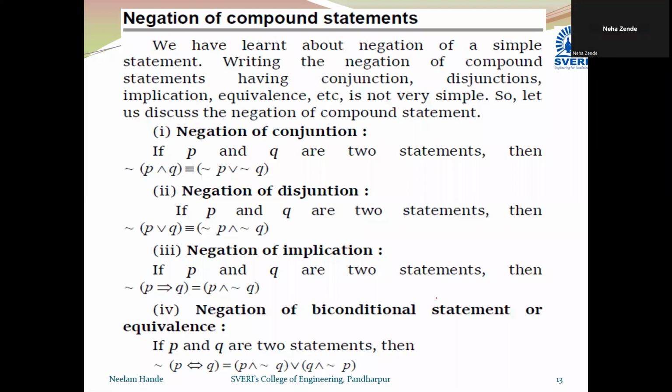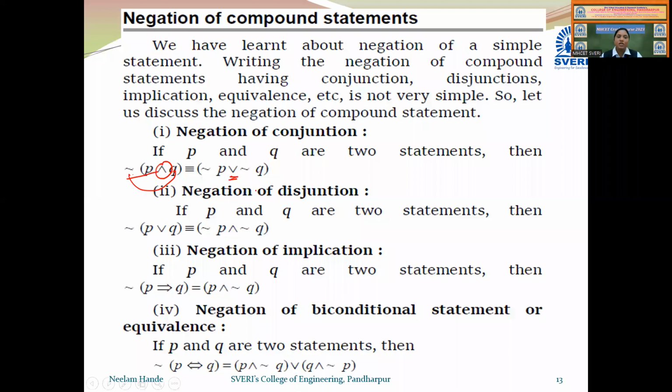Some rules now. If P and Q are two statements, then the negation of P and Q: how do you write it? The negation is outside P and Q. The negation of the statement P and Q is: the negation goes to the first, the negation goes to the second, and the conjunction in the middle becomes a disjunction, or.